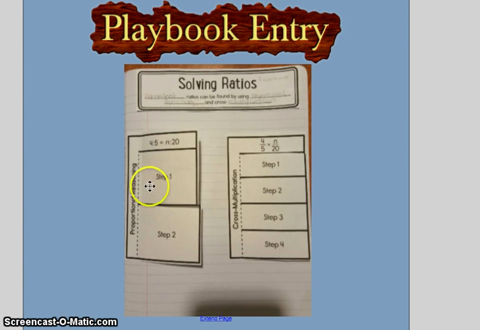Make sure that when you are putting the proportional reasoning down, you cut along step 1 and step 2 and just fold it back along the dotted line. You do not need to cut underneath the problem up at the top. When it comes to cross multiplication, you are going to cut along underneath the problem at the top, but you're going to leave step 1 through step 4 connected. So don't cut step 1 through step 4.